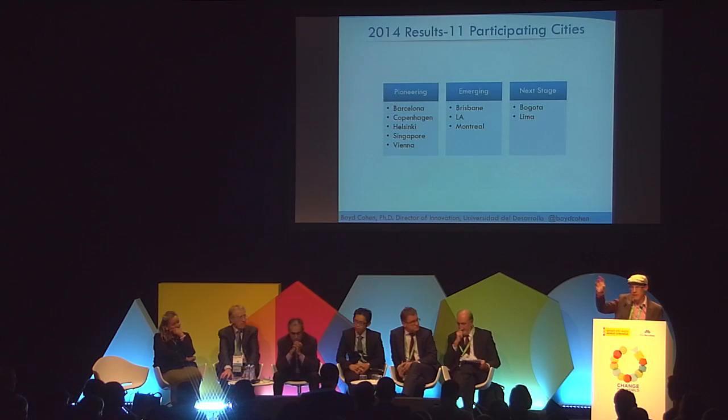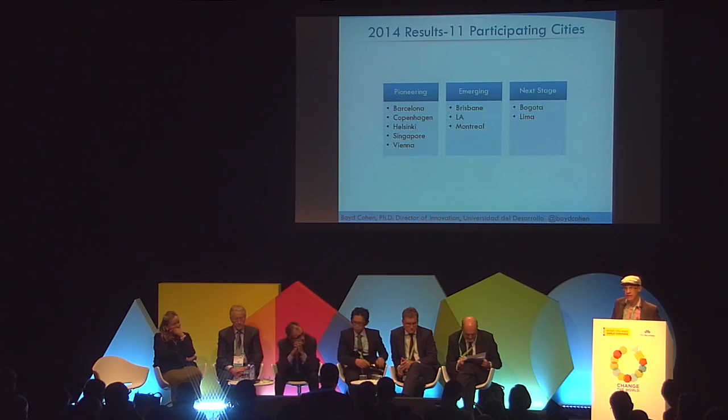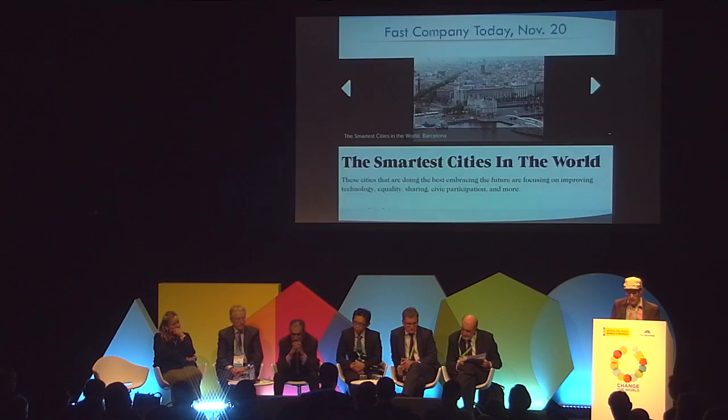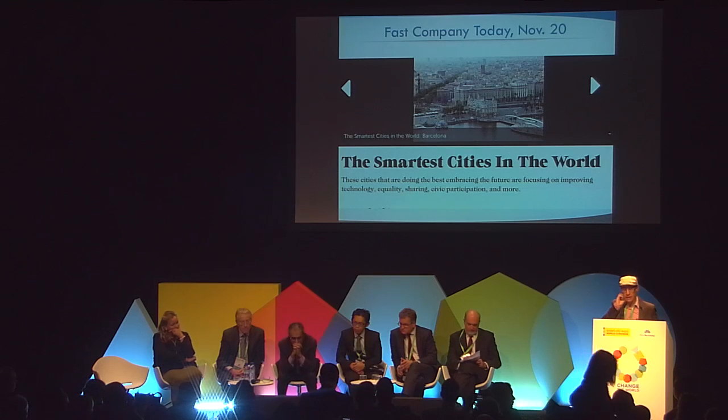Because of the data issues here, I grouped the cities in 3 categories: pioneering, emerging, and sort of next stage, so they're getting started. Nothing here is very surprising to you, I'm sure. And finally, the results of this analysis are reported today in Fast Company. So if you go online to Fast Coexist, you'll find the results.